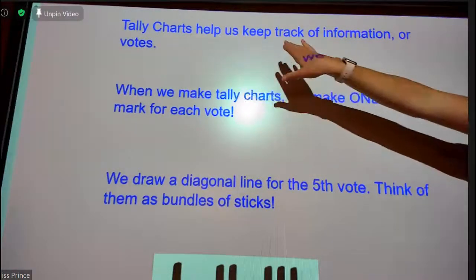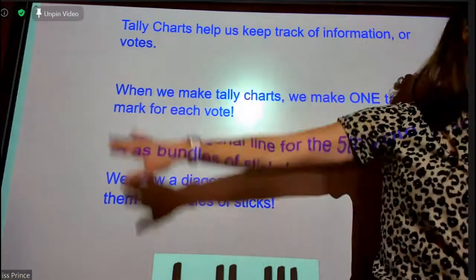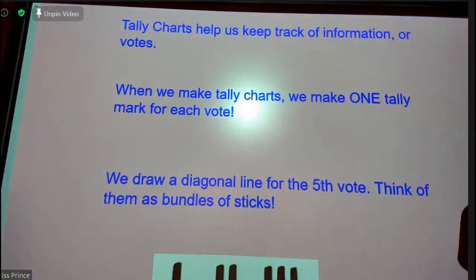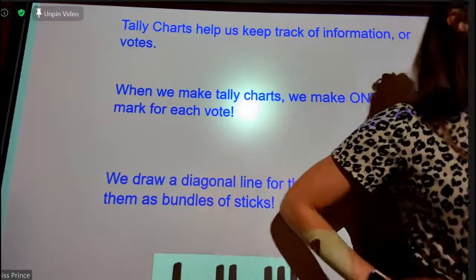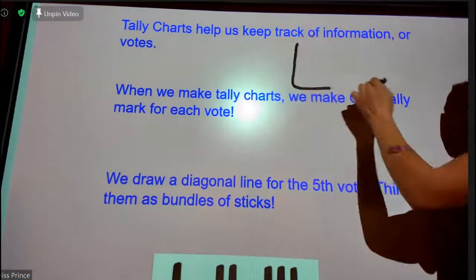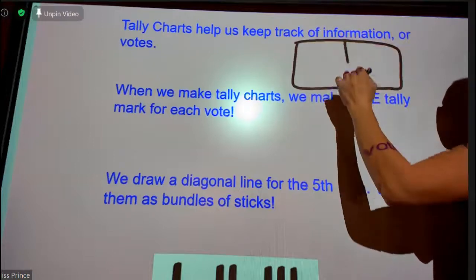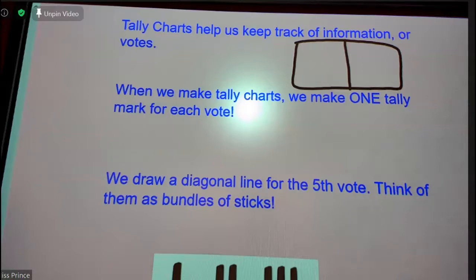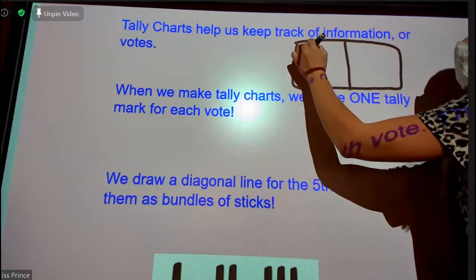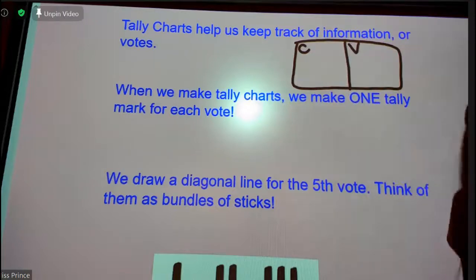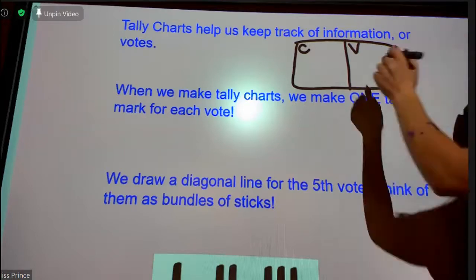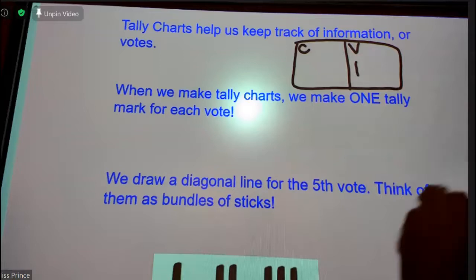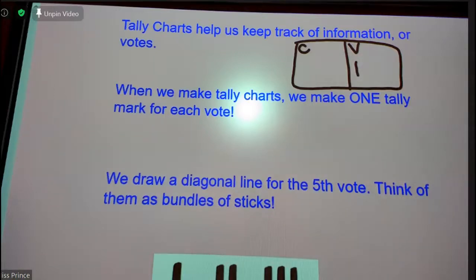Tally charts help us keep track of information or votes. So when I say votes, let's make a little chart right here. We're going to decide what ice cream is better, chocolate or vanilla. If I call on Deleza, do you like chocolate or vanilla more? Vanilla. Point for vanilla. Cadence, do you like chocolate or vanilla?